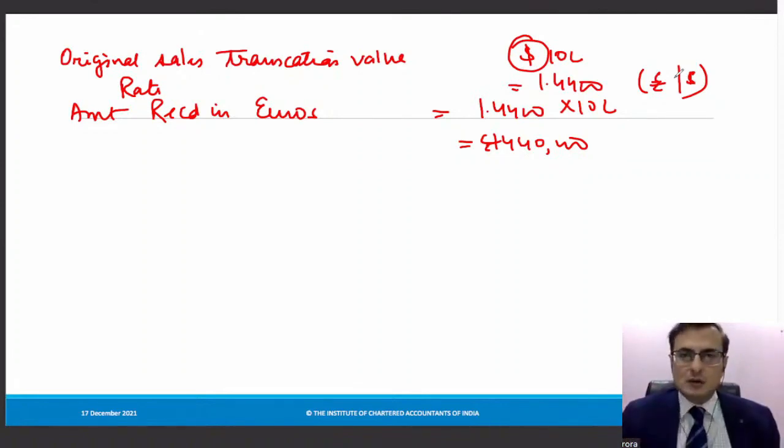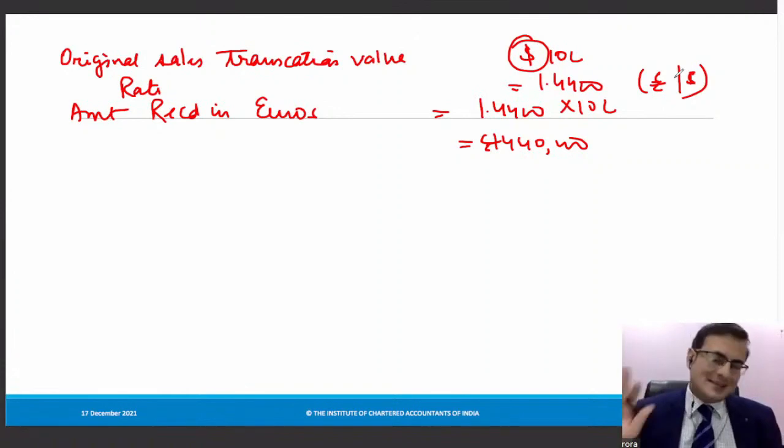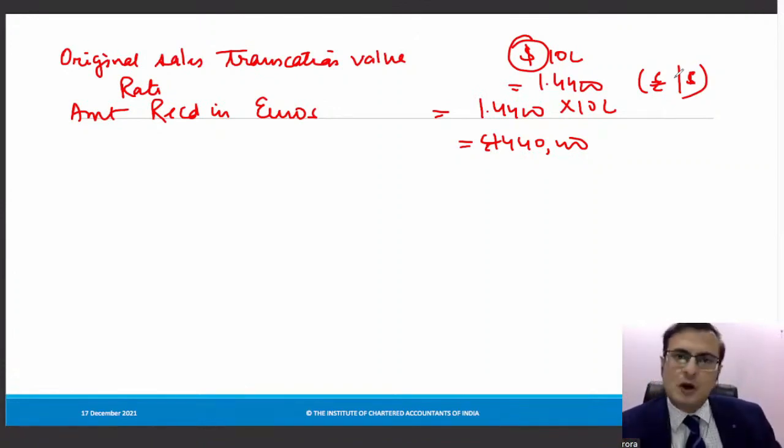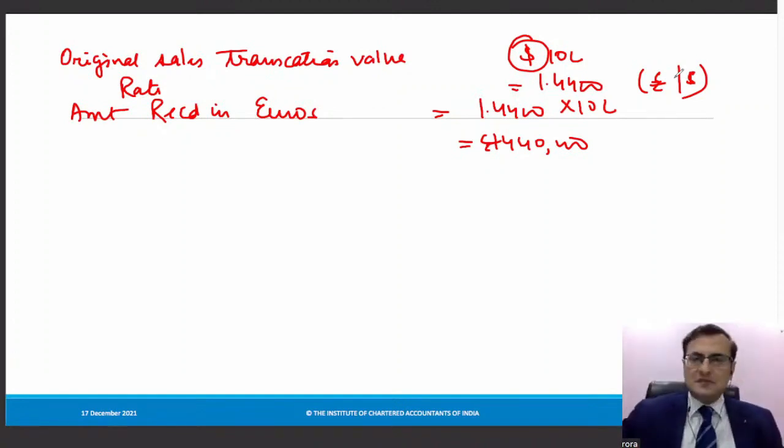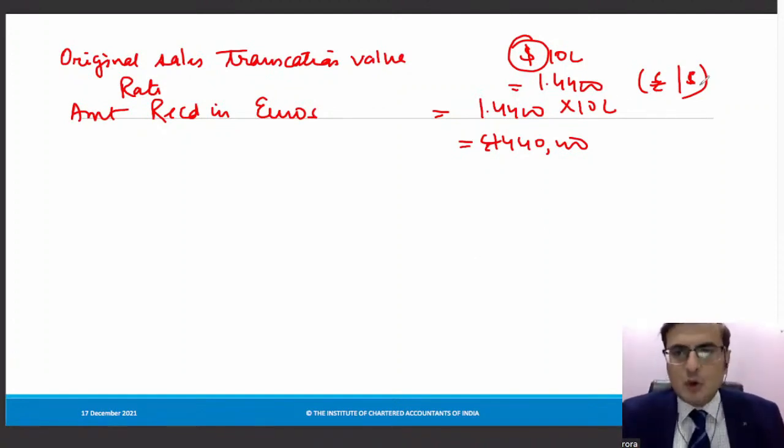Forget rupees. Rupees does not exist in your life, at least for this question. What is given to you is the basic rate. The transaction is happening where originally you are selling 10 lakh dollars. The quote which is given to you is euro per dollar is 1.440. So how much euros did you receive at the time of selling? 14 lakh 40,000. Is it absolutely clear?